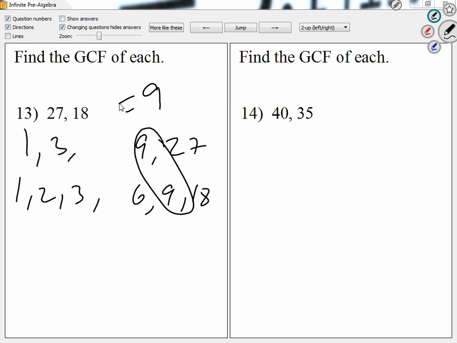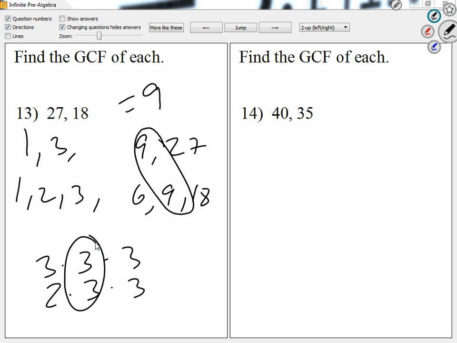Okay, that's one way of doing it. Listing all the factors, and we're looking at which one's the biggest number in all of the lists. And I say all because it could be more than 2 lists. So that's 9. Another way we can do this, write the prime factorization of 27. It happens to be 3 times 3 times 3. The prime factorization of 18 is 2 times 3 times 3.